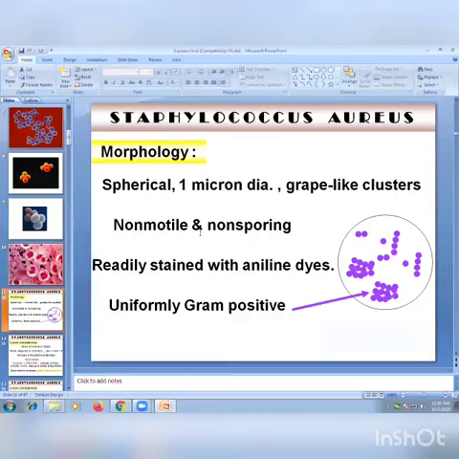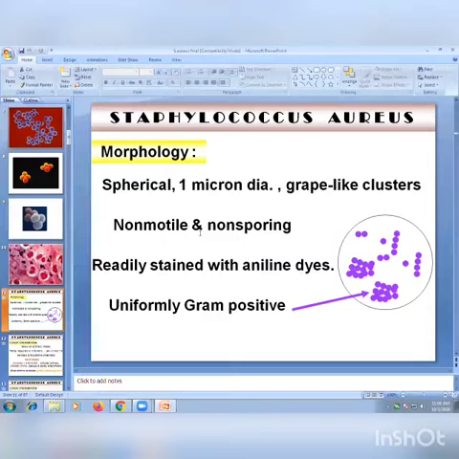Now we'll start Staphylococcus aureus. Out of these, the most important and most pathogenic species is Staphylococcus aureus. Aureus means which produces gold. The meaning of aureus itself is gold.